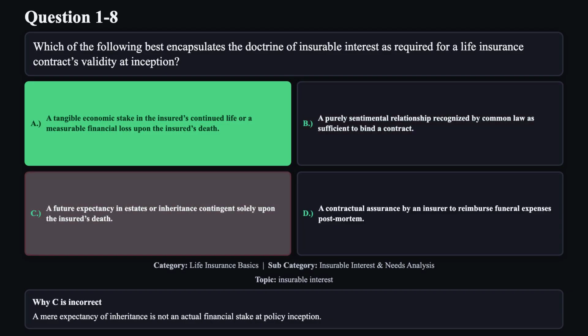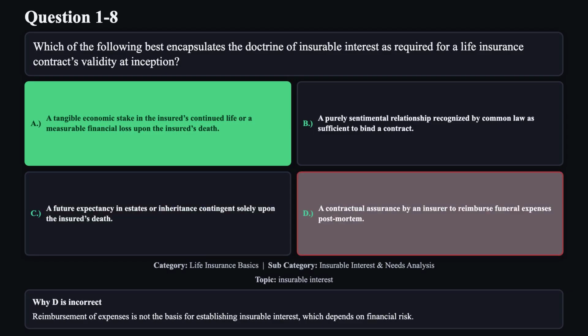Reason C is not correct. A mere expectancy of inheritance is not an actual financial stake at policy inception. Reason D is not correct. Reimbursement of expenses is not the basis for establishing insurable interest, which depends on financial risk.